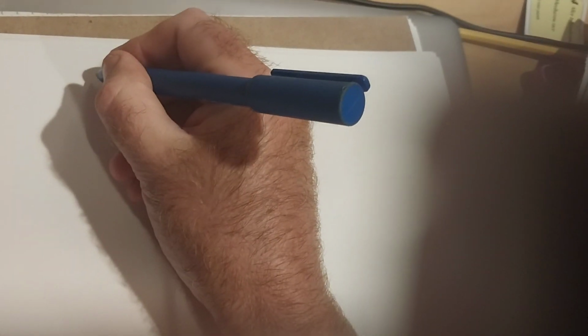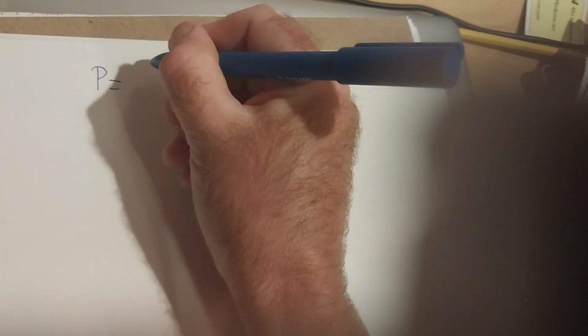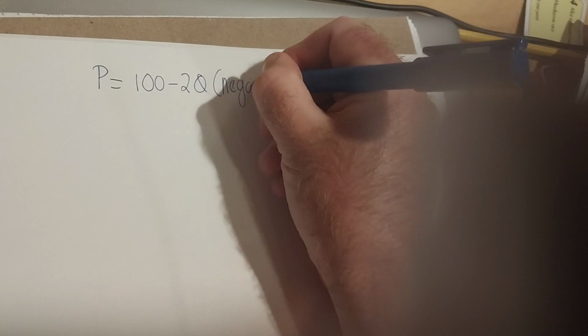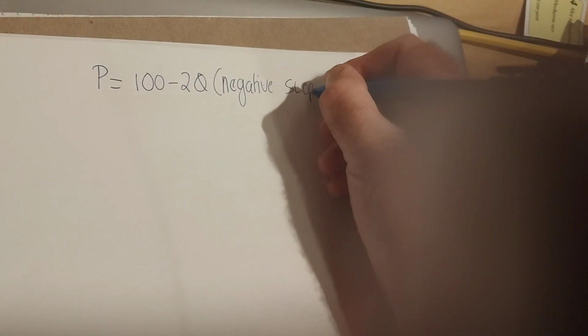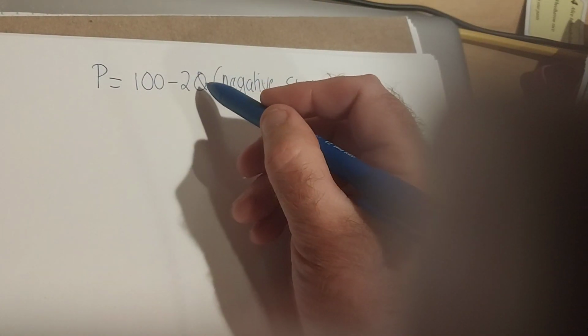All right. So now we're still going to find something. We have P equal to 100 minus 2Q. And you might say, okay, that is a negative slope. How do you know that? Because look at the sign beside this.